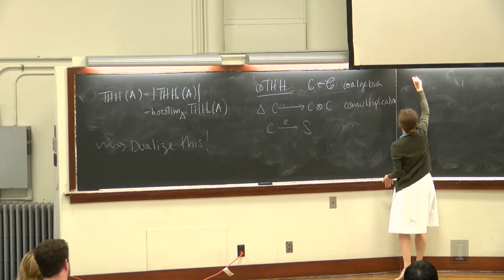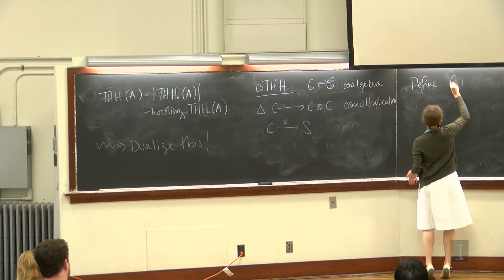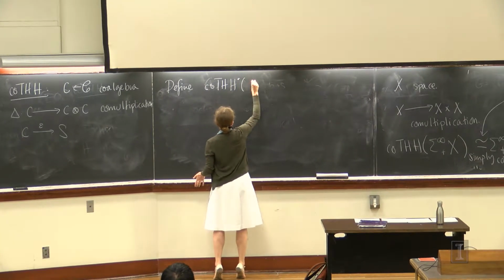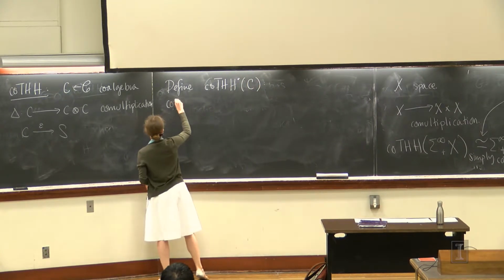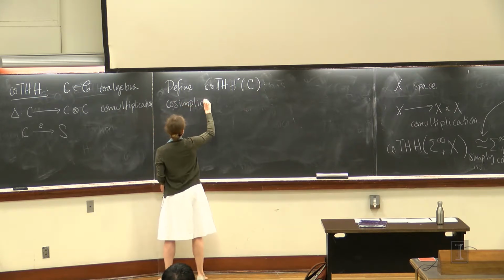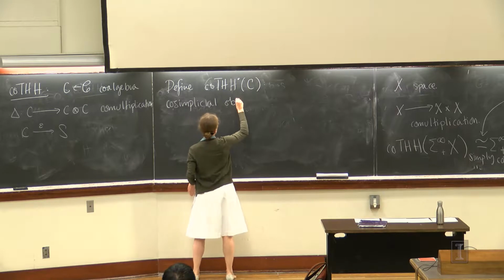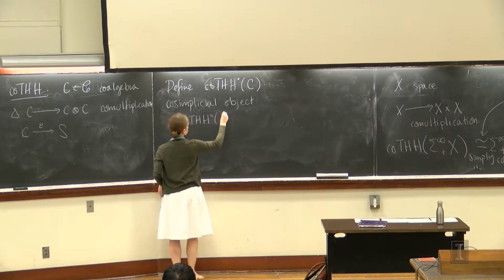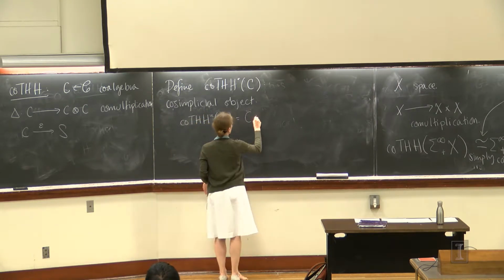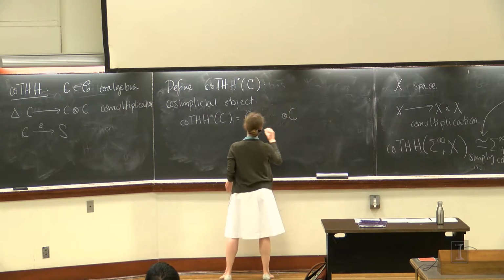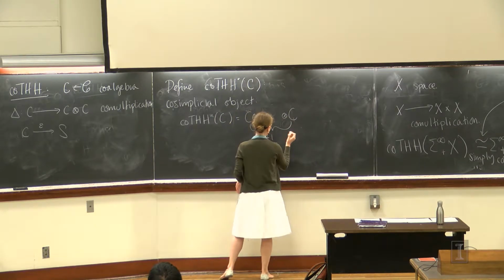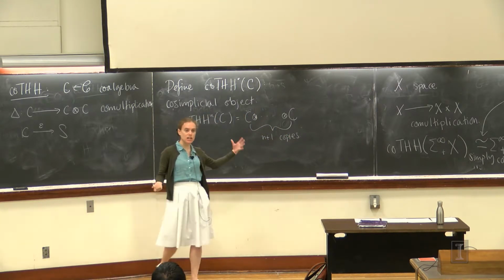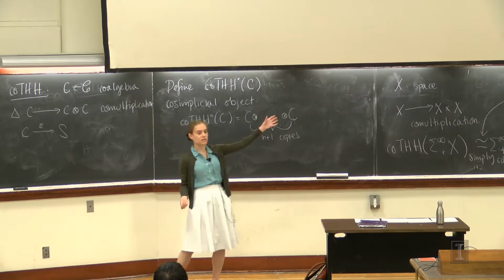So we'll define CoTHH, maybe with a small c, CoTHH upper dot of C. So this is a cosimplicial object. And at level n, CoTHH n of C, well, just as before, it's going to be a bunch of tensor copies of C with itself, n plus 1 of them, in fact. And now I'm supposed to have co-face maps and co-degeneracy maps, and they're going to be dual to the face maps and degeneracy maps I had before.